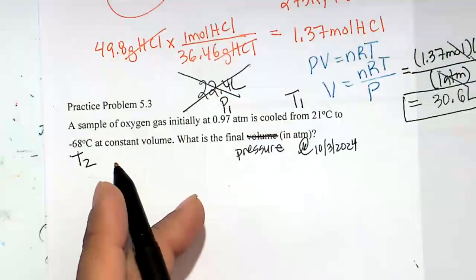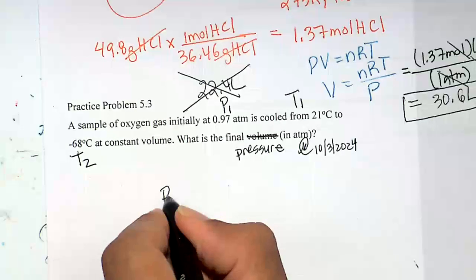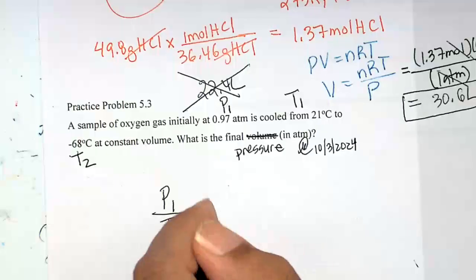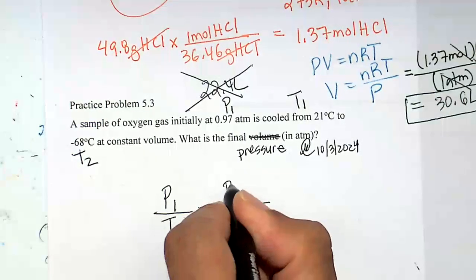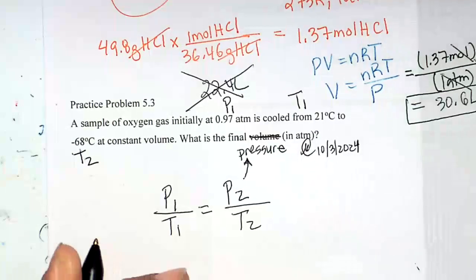All right, so what equation will we use here? Okay, we have P1, we have T1, and we changed the temperature to T2, and this will give us a new P2, which is what we're trying to find. Okay, so that's the relationship. P1 over T1 equals P2 over T2.